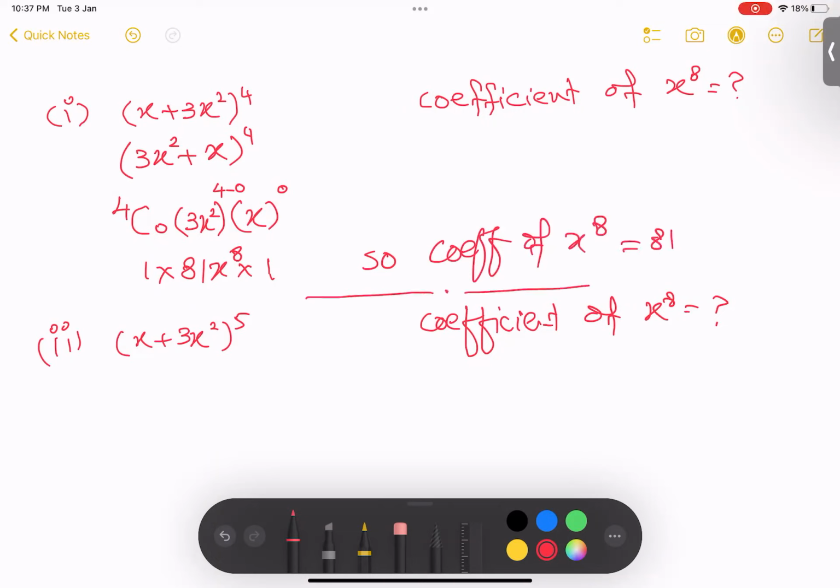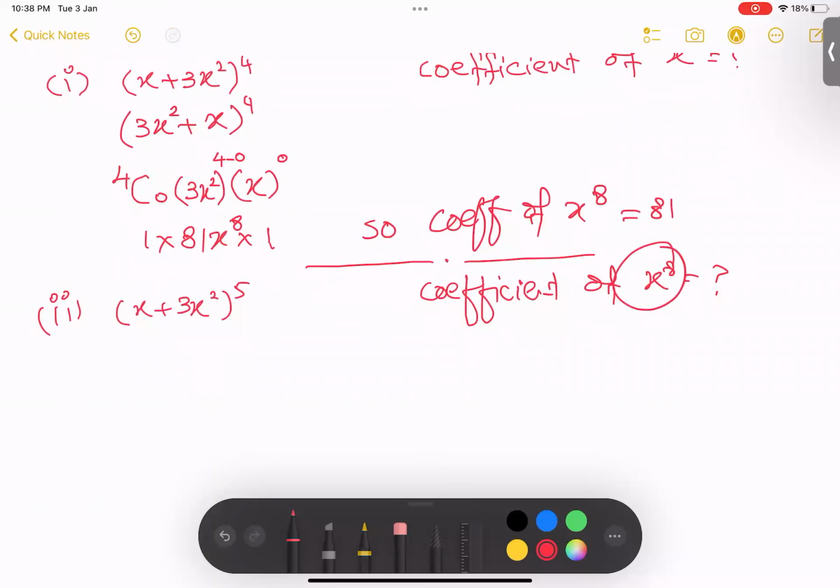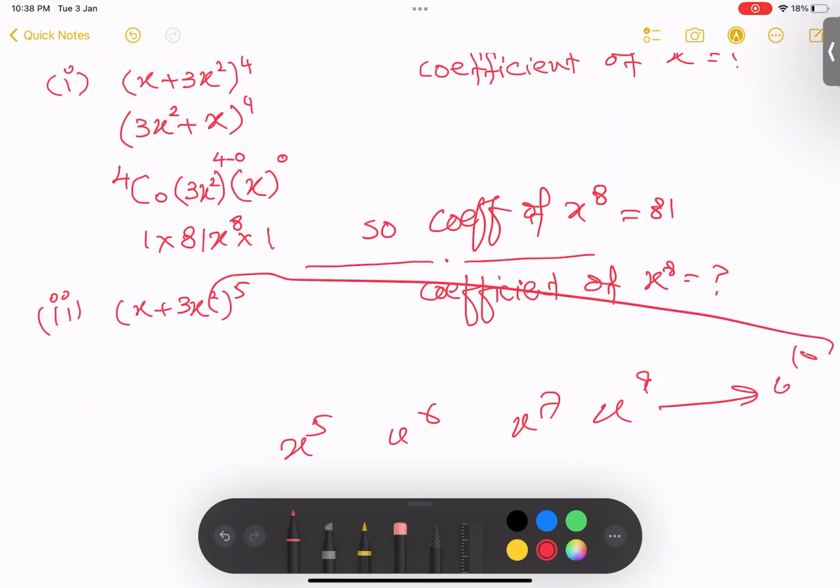Actually, what happened here is that I expanded this one because there are 5 terms. If you check the power here, it is 1, and here 2. So if I expand directly, I start from smaller powers, then higher and higher. But if I change the place, I start from the higher power and gradually go down. If I'm looking for x to power 8 and expand directly, first I get x to power 5, then 6, then 7, then 8, and it continues till x to power 10. Why 10? 5 twos are 10.